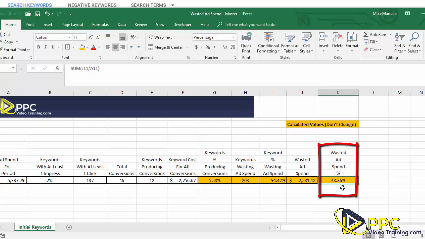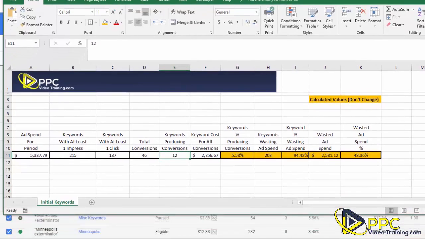This is not to make you feel bad. This is not to make you feel dumb. This is just to show a point. Now, I'm not saying go and scrape out all but 12 of those keywords, but it gives you an idea just how few keywords will produce conversions. You don't need to have 1 million keywords in a campaign to have it run effectively.